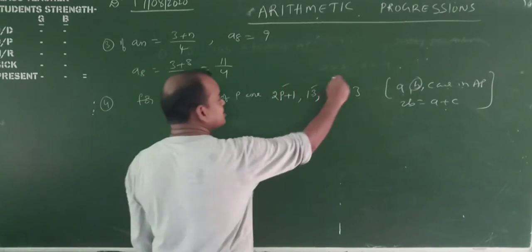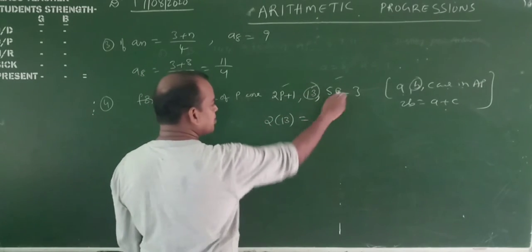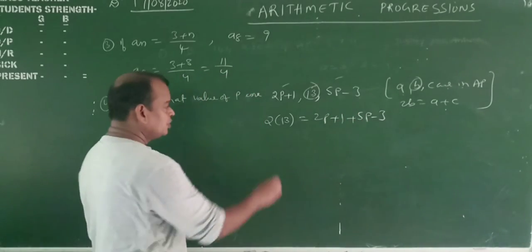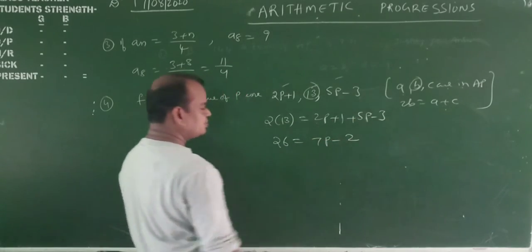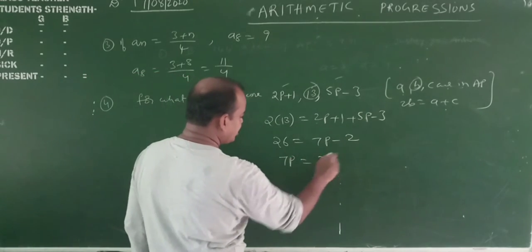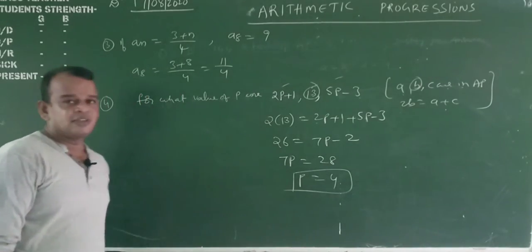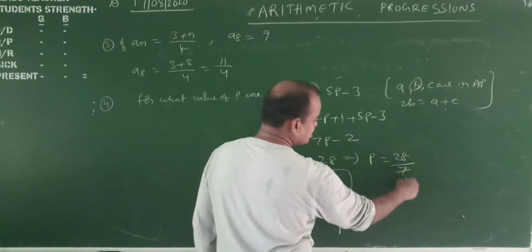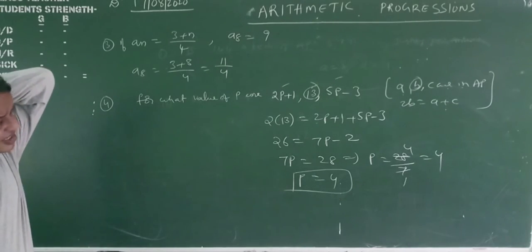Here these are in AP. Twice the middle term, 2 into 13, is equal to the sum of these 2 terms, 2P plus 1 plus 5P minus 3. 2 into 13 means 26 is equal to 2P plus 5P, 7P minus 2. Minus 2 this side, 28. 7P is equal to 28. Now P is equal to 28 by 7, 7 fours are 28, that equals 4. I think very simple problems.